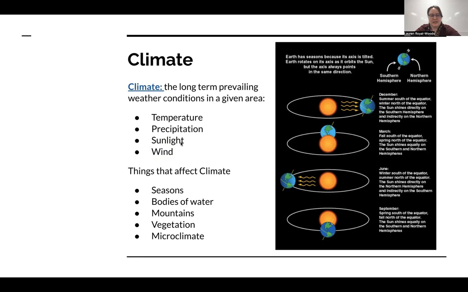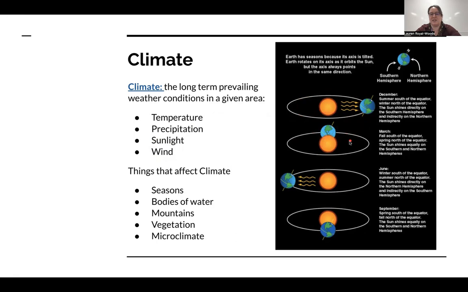So, things that affect climate, like seasons. Because the Earth is tilted on an axis, we're tilty. Not only are we chubby across the equator, we're also very tilty. And depending on where we are, each hemisphere has a different season. We're actually kind of inversed.